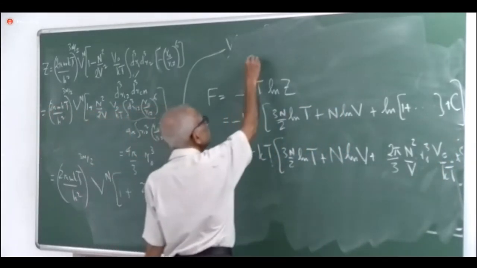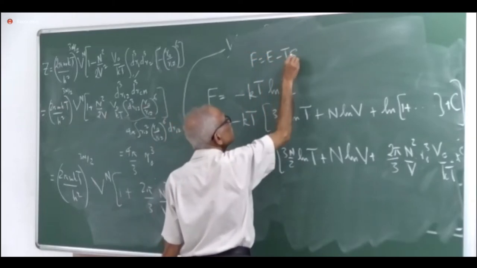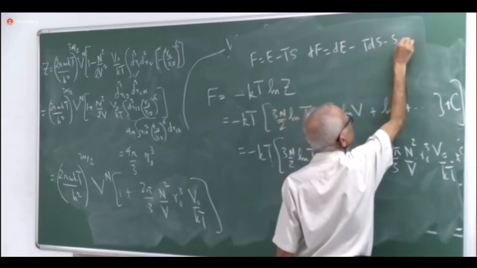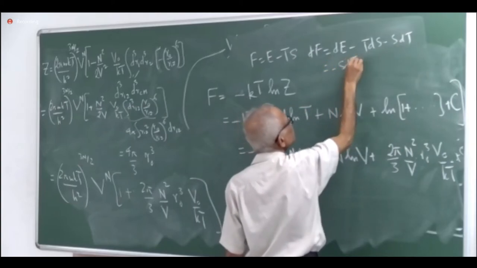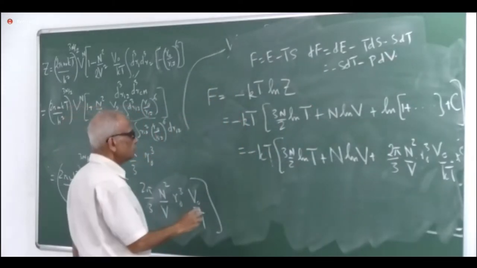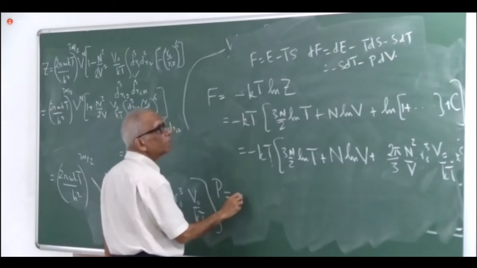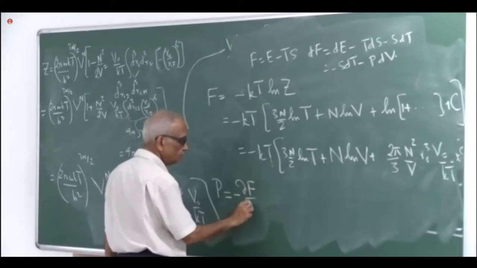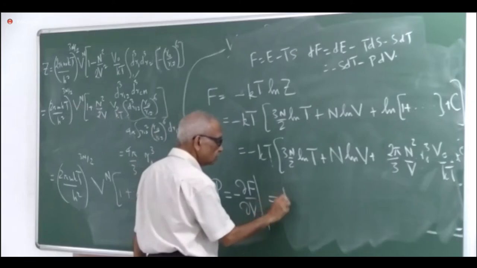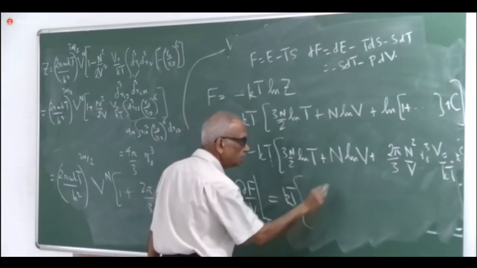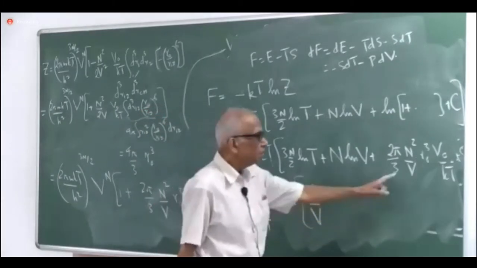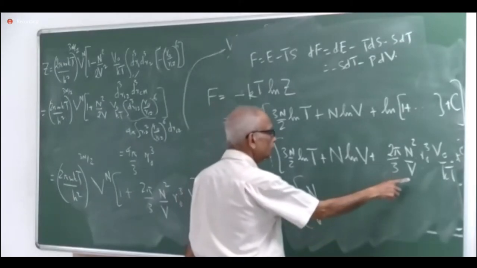The free energy is E minus TS. So dF is equal to dE minus TdS minus SdT, which is equal to minus SdT minus PdV. And finally, I have my physical quantity, P equal to minus del F del V at constant T. So del F del V at constant T: you have kT over here, taking a V that goes out. It is N over V over here. And then it is this term, where V is only over here.